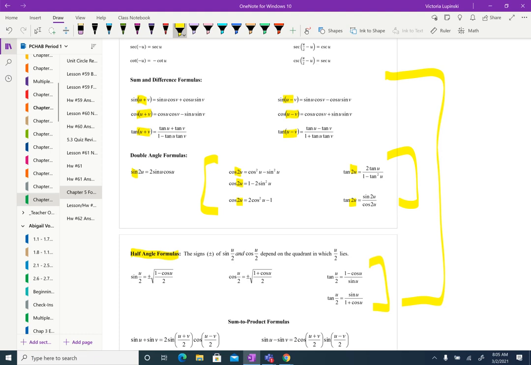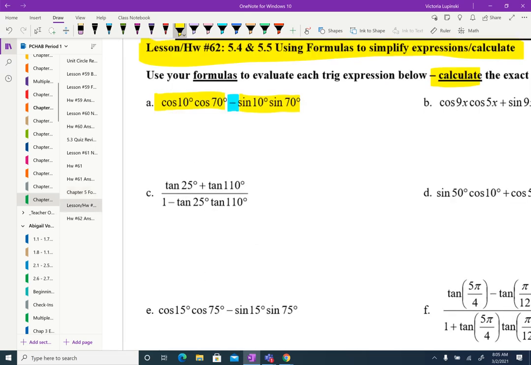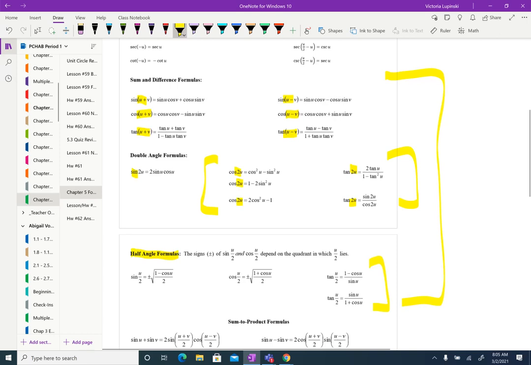So you should have this formula sheet, or you should know how to access it. You're definitely going to want it for today's lesson and homework. So again, going back to 62, you have cos minus sine. So you want to look at your formula sheet, and you want to find a formula that is exactly equal to the cosine times the cosine minus the sine times the sine. And if you look carefully, hopefully you would agree that it's this one right here.